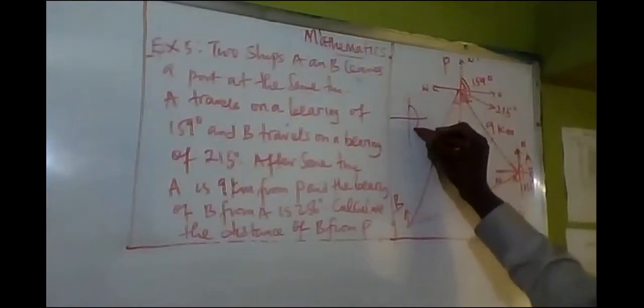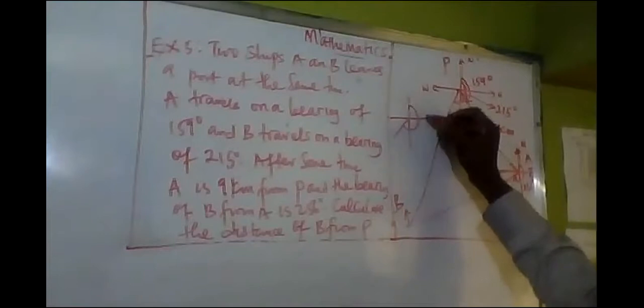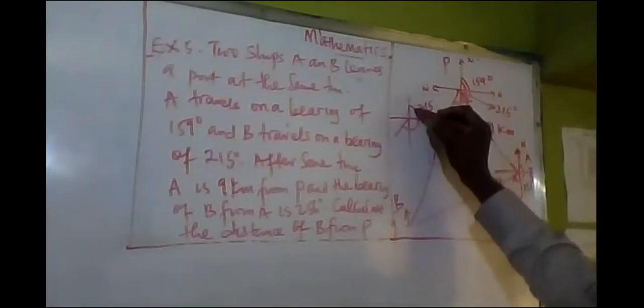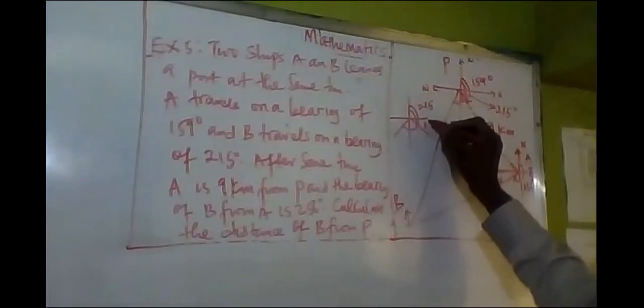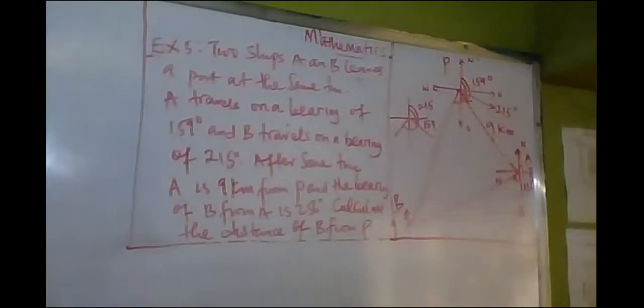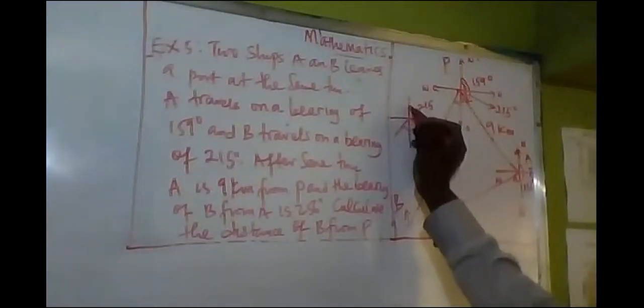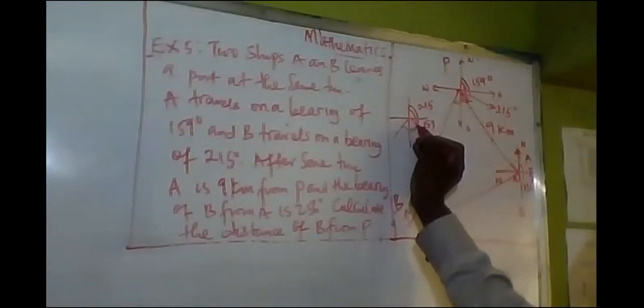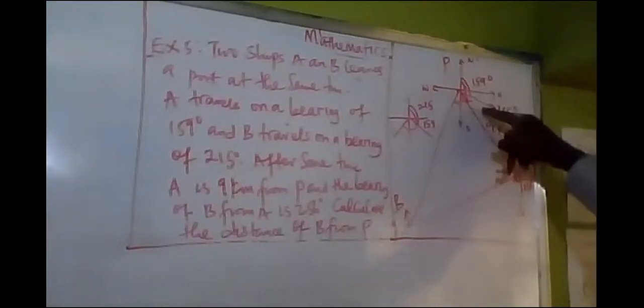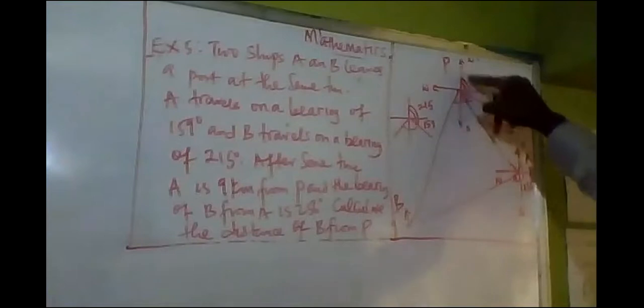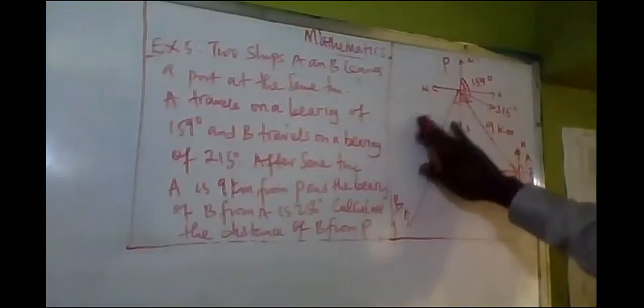From here to here, 215. And this other place now, from here to here is 159. How am I going to get this point P? The way I'm going to get this point P is very, very simple. From here to here, 159. So 159 plus something will give me 215. It therefore means 215 minus 159 is what is going to give me this place. So 215 minus 159. And that is what?